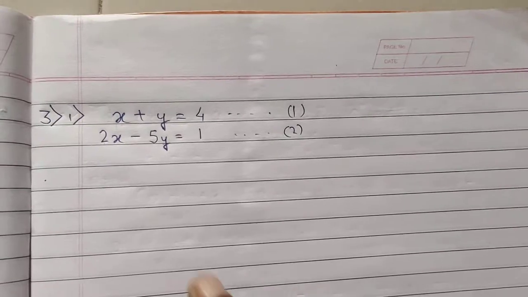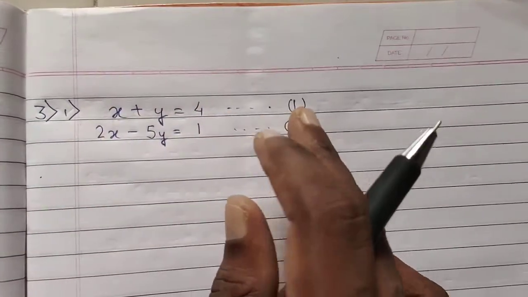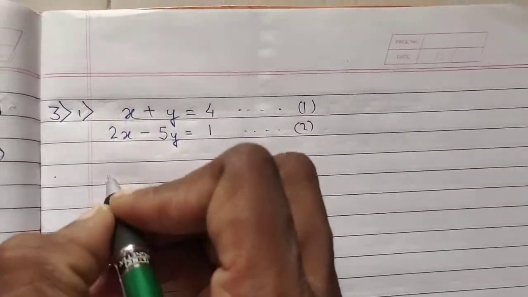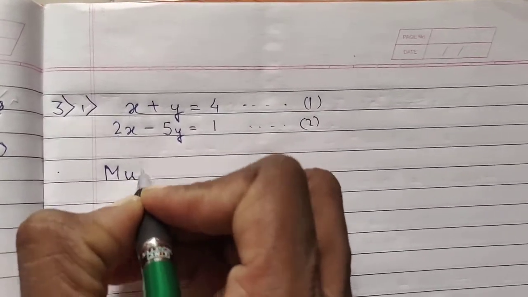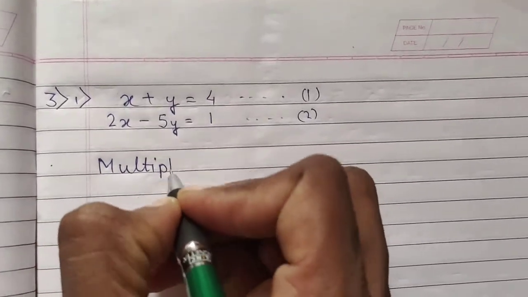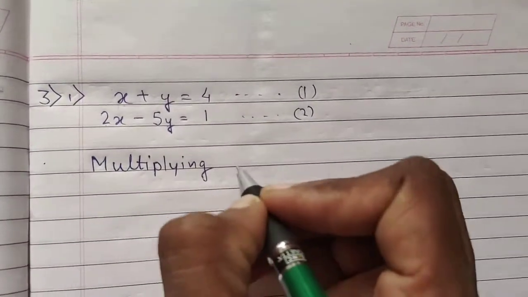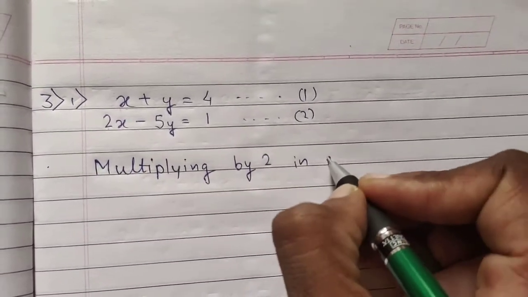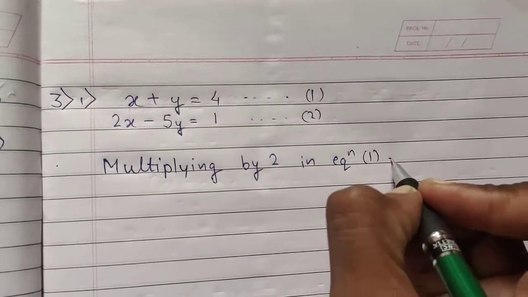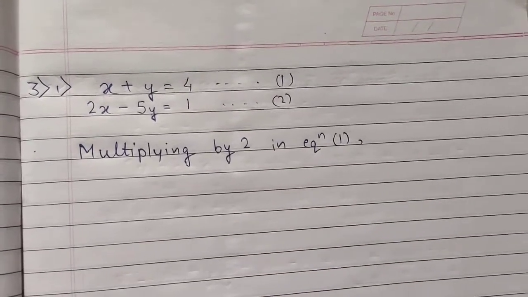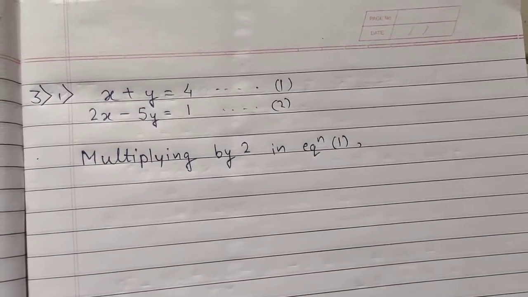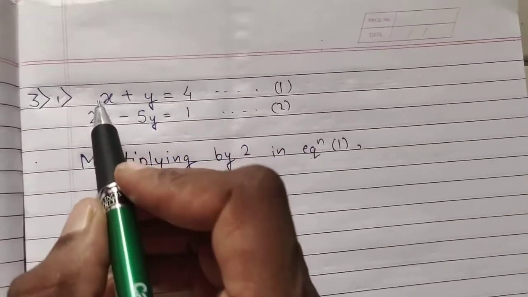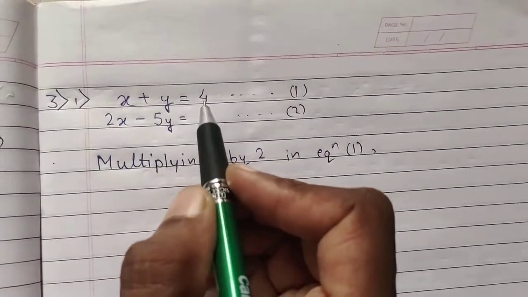So what we are going to do, we will multiply this equation by 2 so that our x coefficient becomes the same. So our first step is multiplying by 2 in equation 1. Okay, understood why we are multiplying by 2 in equation 1? Because we want to make the coefficient of x the same. Now we have to multiply by 2 in this equation.